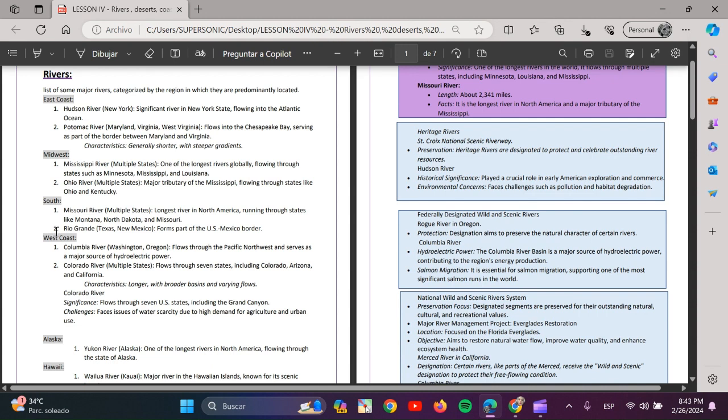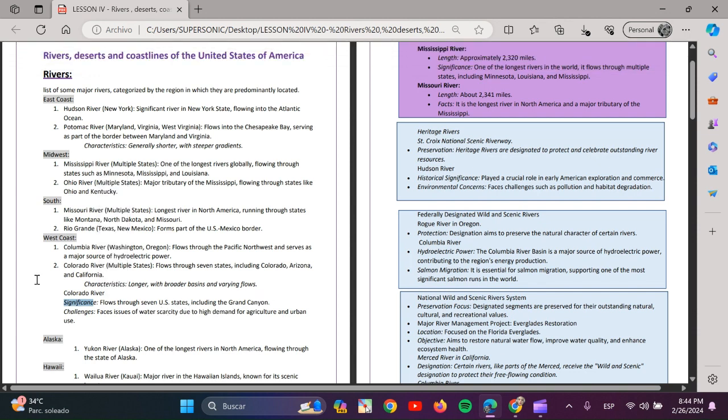Then we have Rio Grande. It's in Texas, New Mexico, and as you can see, forms part of the US Mexico border. To the west coast, we have the Columbia River, Colorado River. You can see characteristic of any of them. And significance: flows through 7 US states, including the Grand Canyon. Also, you can find some challenges.